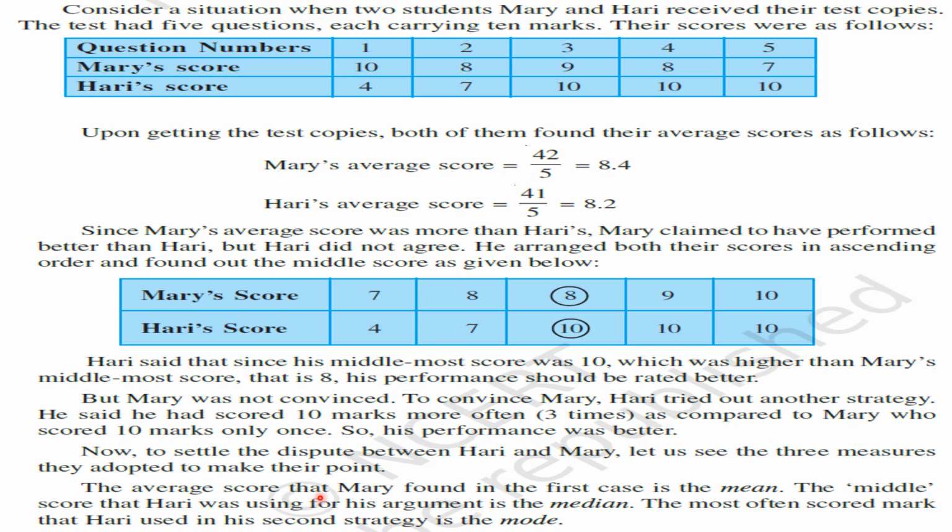The average score that Mary found in the first case is the mean. This is called the mean of the observations. The middle score that Harry was using for his argument is the median. This is called the median. The most often scored mark that Harry used in his second strategy is the mode. This is called the mode, the value that appears more frequently in the given observations.